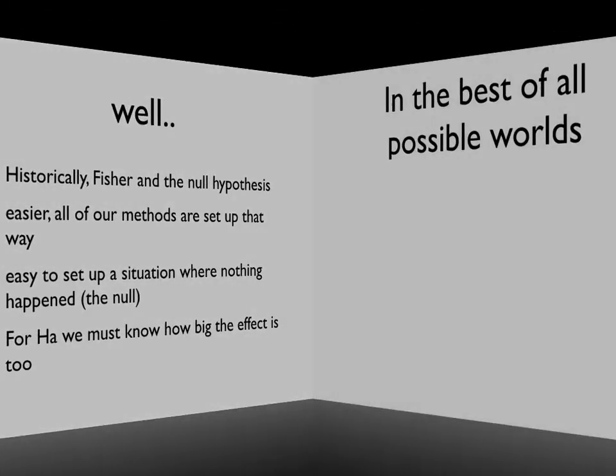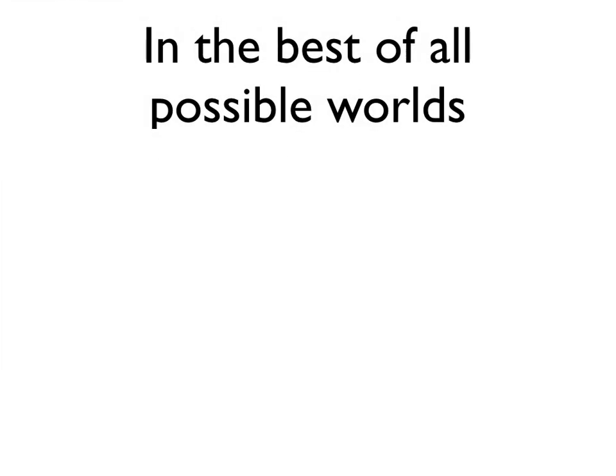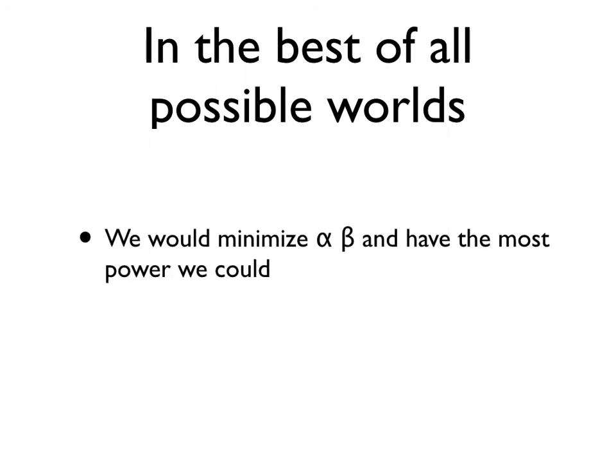Okay. In the best of all possible worlds, which we clearly do not live in, we would minimize alpha and beta. That's the probability of a type 1 and a type 2 error. And have the most power, because if we've minimized beta, we're maximizing 1 minus beta. And we want power. Well, if something's there, we want to be able to see it.